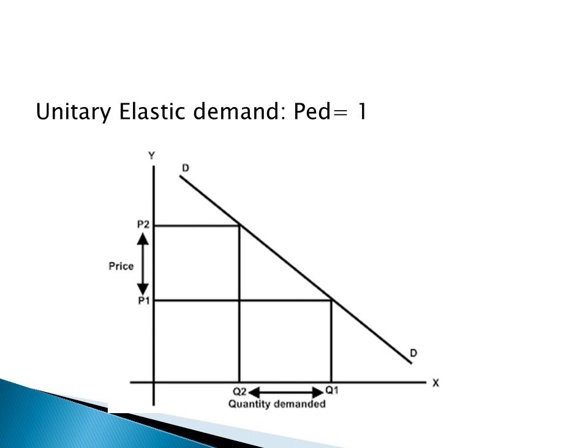Unitary elastic demand entails coefficient of elasticity of demand to be equal to 1. By implication, a proportional change in price leads to the same proportional change in quantity demanded. And that is why you can see that the distance between P1 and P2 and the distance between Q1 and Q2 are the same. So when you have a figure, for example, if there is 10% change in price and it leads to 10% change in quantity demanded, then your elasticity of demand is going to be unitary, which is going to be 1.